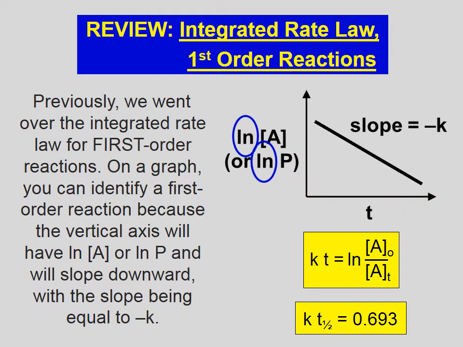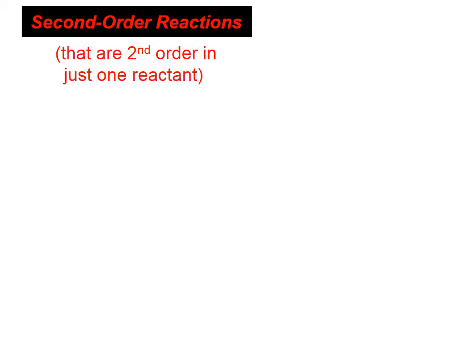The slope will be equal to negative k. It will be a straight line. And whenever you are doing calculations, the two equations you are allowed to use are down here in the lower right. Now let's talk about second-order reactions that are second order in just one reactant.